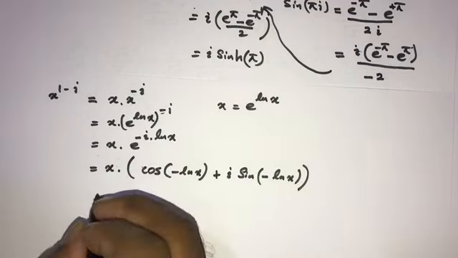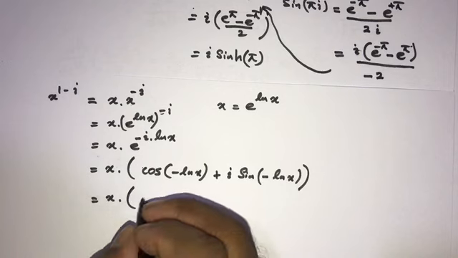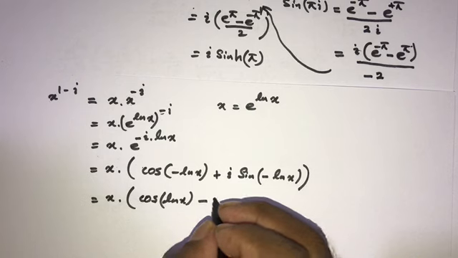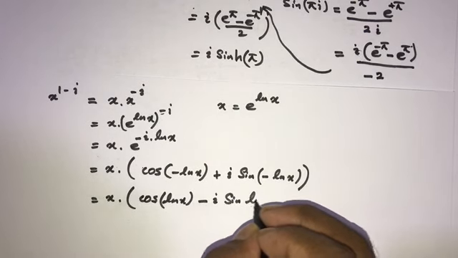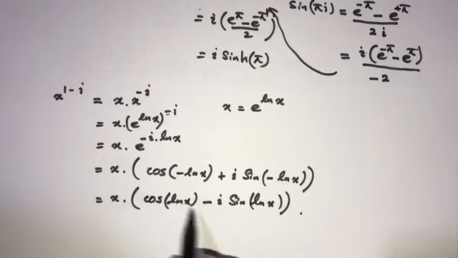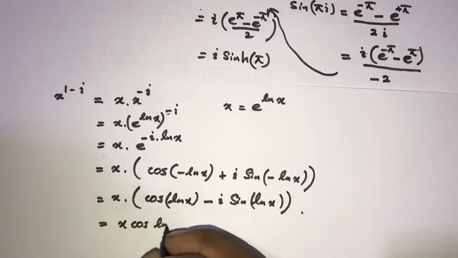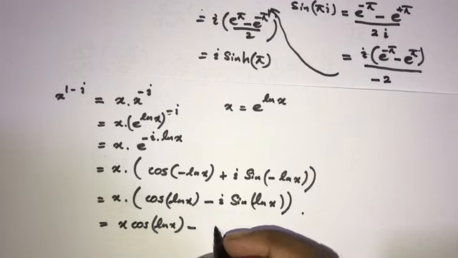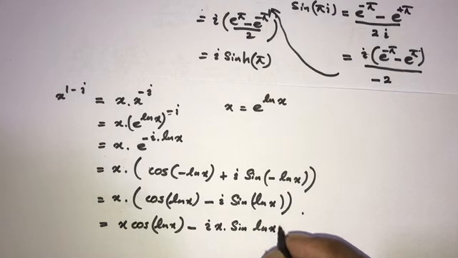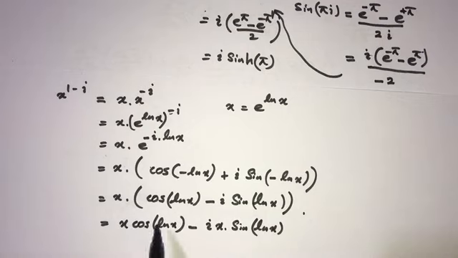Now we know even and odd functions, so we can write x times cosine of natural log of x minus i times sine of natural log of x. So now we can multiply by x, so x times cosine of natural log of x minus i times x times sine of natural log of x. Now we have simplified x to the 1 minus i.